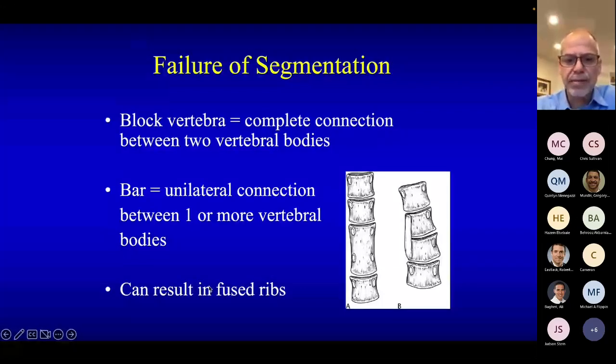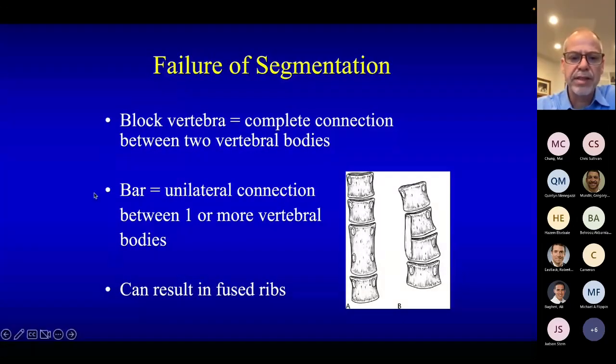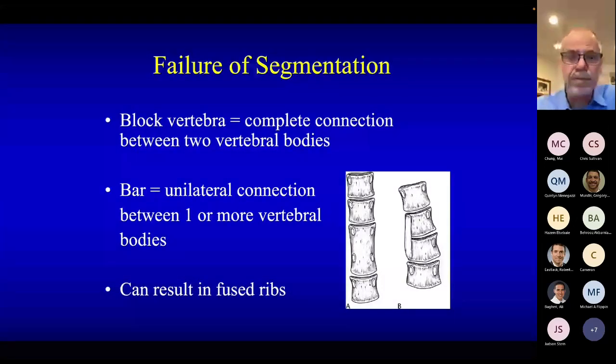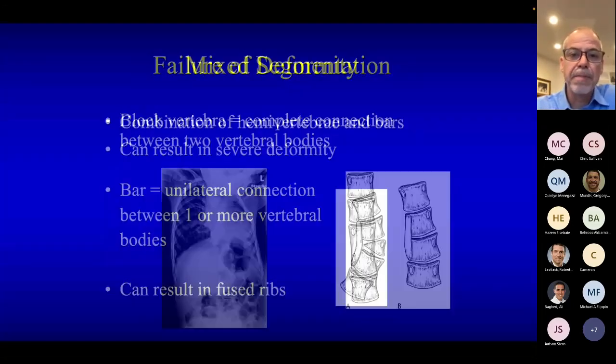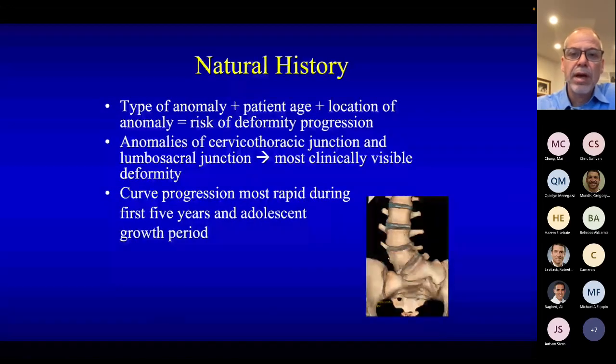The other important thing, and we've learned this especially through thoracic insufficiency syndrome and so forth, is that the ribs themselves can be an extension of the vertebra when it comes to spinal deformity. And so a bar could occur across fused ribs as well. And then obviously there's the mixed deformity, which is just a combination of failure of segmentation and failure of formation. It can typically result in a severe deformity and is most commonly associated with VACTERL or VATER syndrome, which we'll talk a little bit about. If we look at the natural history of congenital scoliosis, it's really dependent on a couple things.